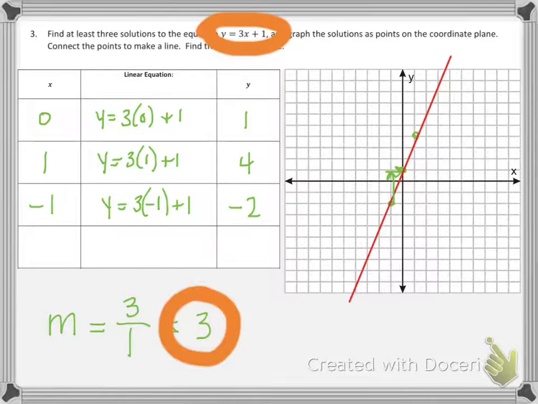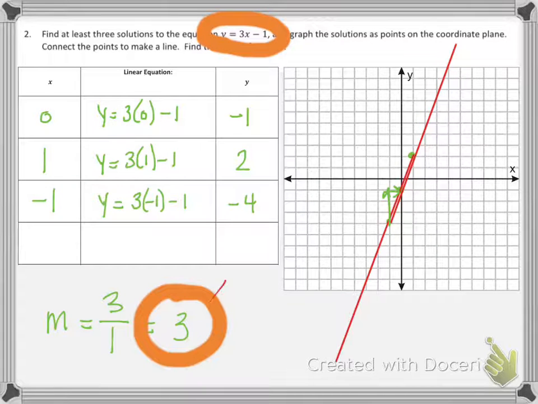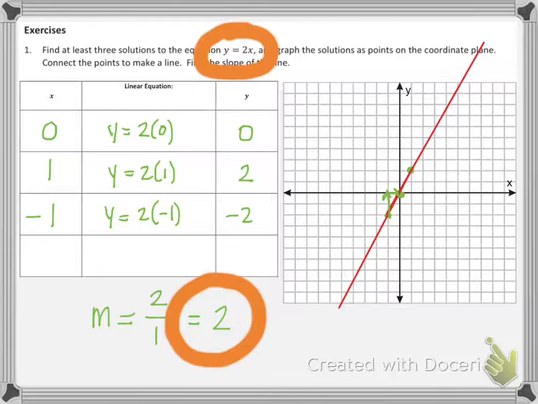Have you noticed that every time we find the slope, this 3, it's also found as the coefficient of x? There it is. Let's go to question 2. Slope is 3. Look at the coefficient of x. And go back to 1. The slope is 2. Look at the coefficient of x.